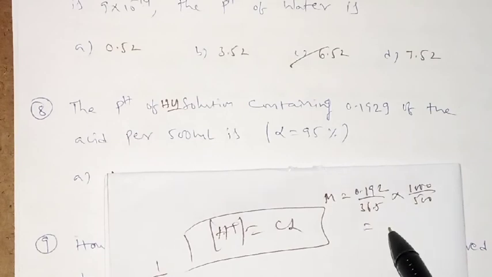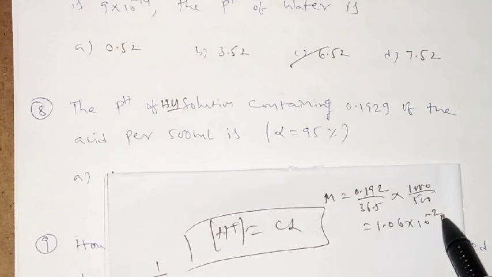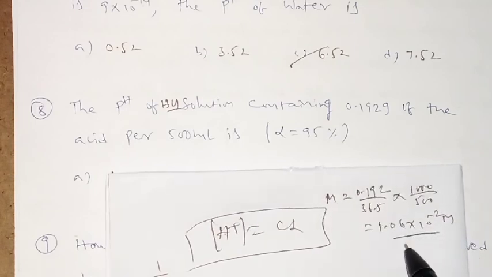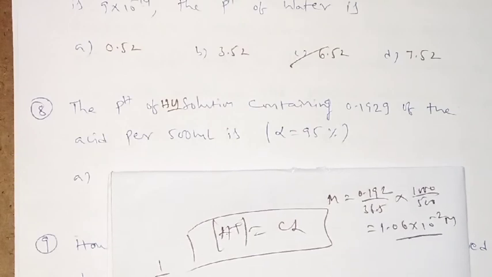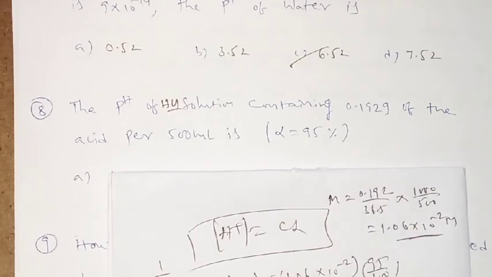So if you simplify, what will we get here? 1.06 into 10 power minus 2 M. So this is the molarity. That means the H plus concentration, now if you substitute here, H plus concentration is equal to the concentration of the solution, just now we got 1.06 into 10 power minus 2. Alpha value, how much? They have given 95%, that means 95 by 100. Is it okay? If you simplify this, you will get 10 power minus 2. That means H plus equal to 10 power minus 2.